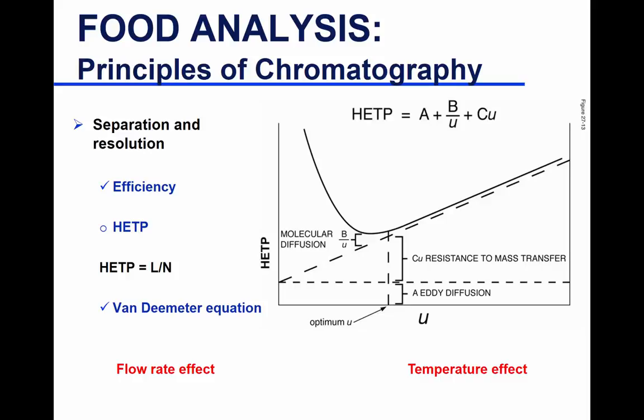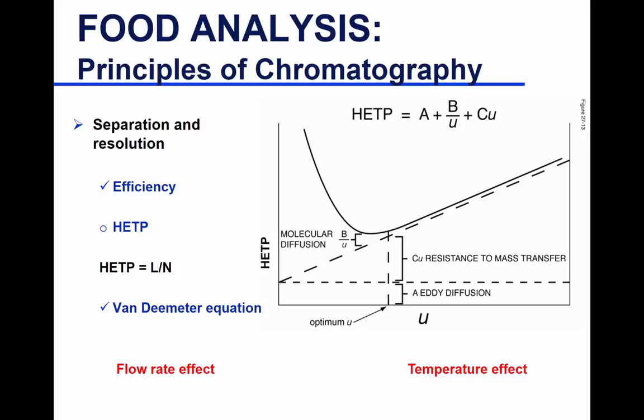B is longitudinal diffusion, because the solute moves down the column by diffusion from high concentration to low concentration, and also moves in and out of your mobile phase. This is very much affected by the flow rate. If your flow rate is too slow, the movement is mostly by diffusion, so you have broadening of the peak. If the flow rate is high, near optimum, you will have minimal diffusion and more transfer between the mobile phase and stationary phase.